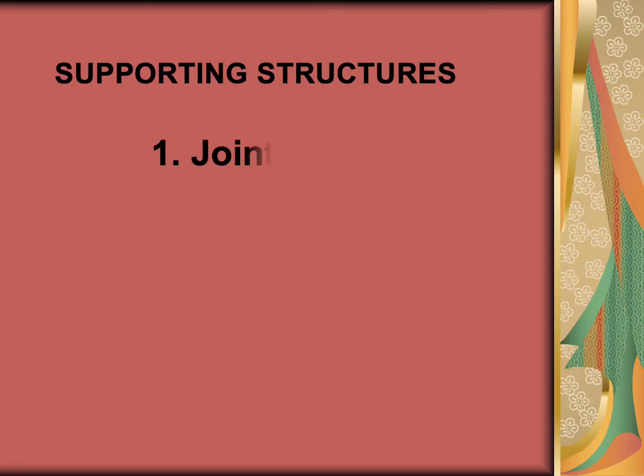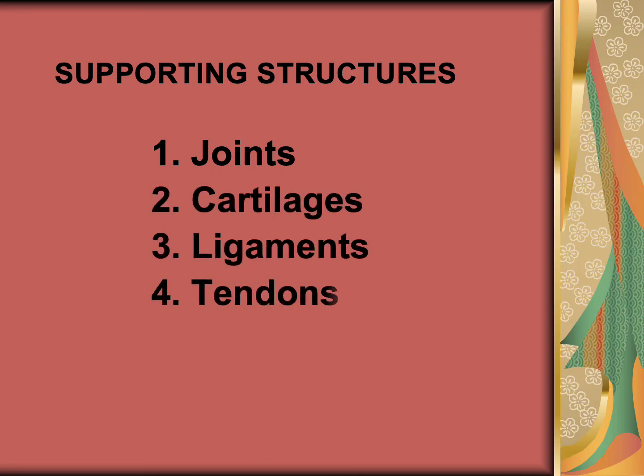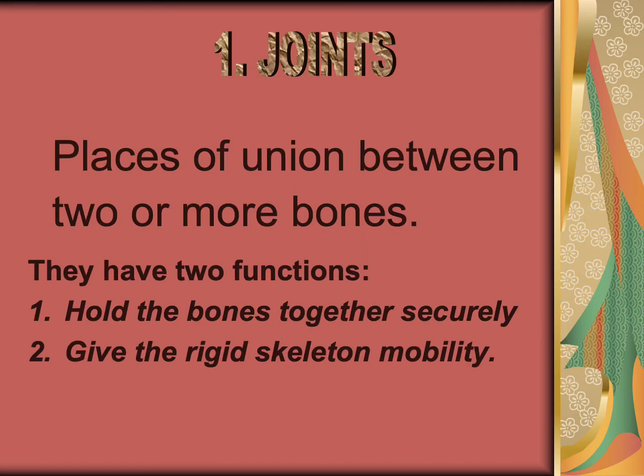Let us now discuss the supporting structures of the skeletal system. We have the joints, cartilages, ligaments, tendons, and bursa. The joints are places of union between two or more bones. Dalawa ang function niya. They hold the bones securely together and they give the rigid skeleton mobility, with only one exception, which is the hyoid bone of the neck.